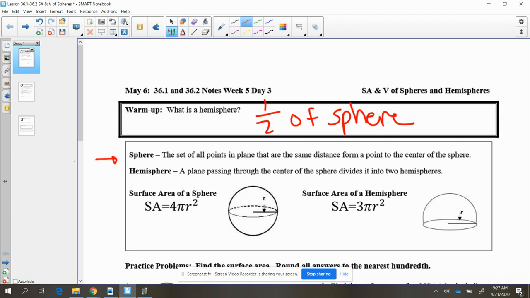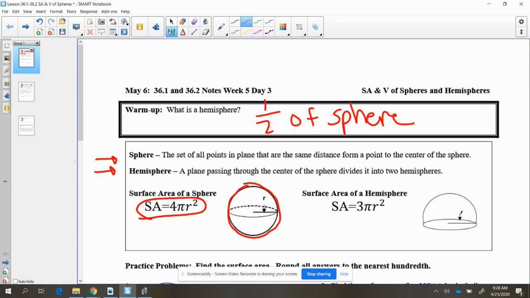Officially, we define a sphere as the set of all points in a plane that are the same distance from a point to the center of the sphere. A hemisphere, then, is a plane passing through the center of the sphere that divides it into two spheres. Now, our total surface area is 4 pi r squared, aka 4 area of a circle, as I like to think of that. A hemisphere, on the other hand, is 3 pi r squared.